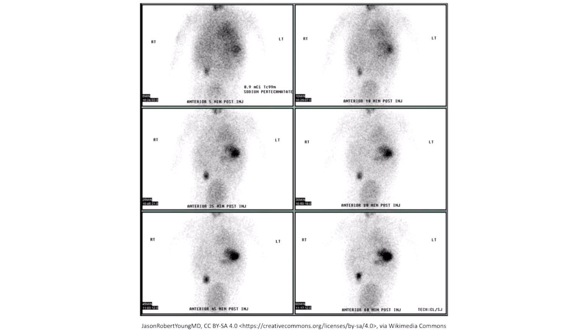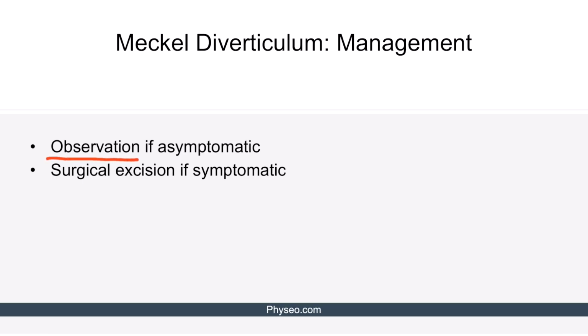Here is what a Meckel scan looks like. Please note that the dark signal comes from the stomach and the terminal ileum in this patient. The signal coming from the terminal ileum corresponds to the heterotopic gastric mucosa of a Meckel diverticulum. Observation is usually enough for asymptomatic patients with a Meckel diverticulum. However, if symptoms develop, then the treatment of a Meckel diverticulum is surgical excision.